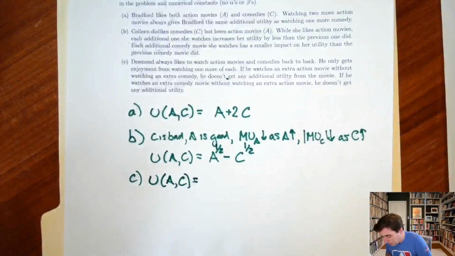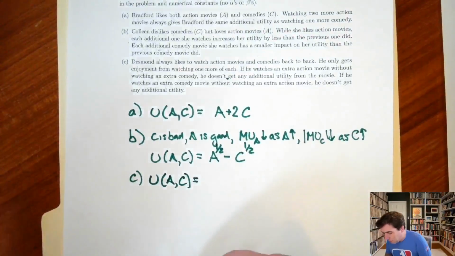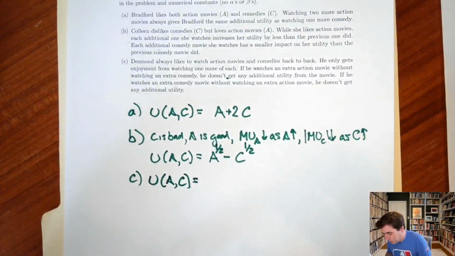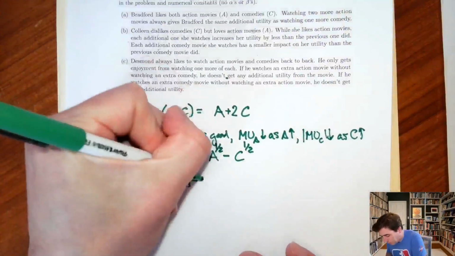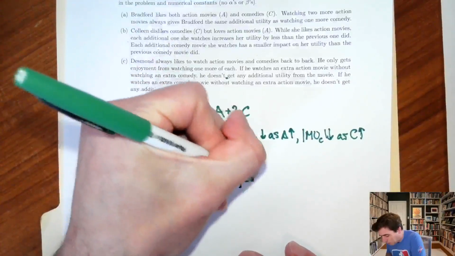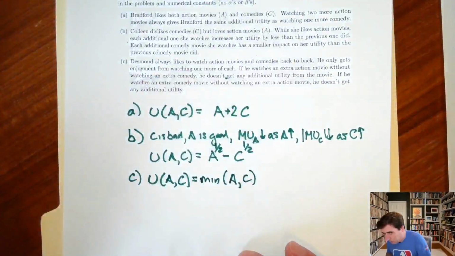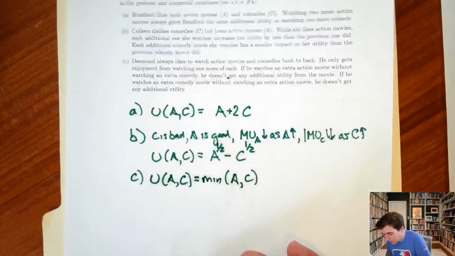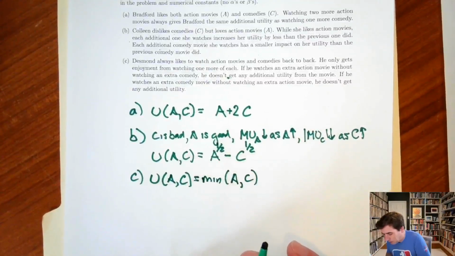And so when I write down my utility function, right, I'm going to be constrained by whichever type of movie I don't have enough of, right? So if I only have 5 comedies and I have 10 action movies, well, when I'm watching them 1-to-1, I can only watch 5 pairs of movies, right? So I'm constrained by the minimum of the 2 types of movies, right? So that's just our classic perfect complements utility function there. All right.